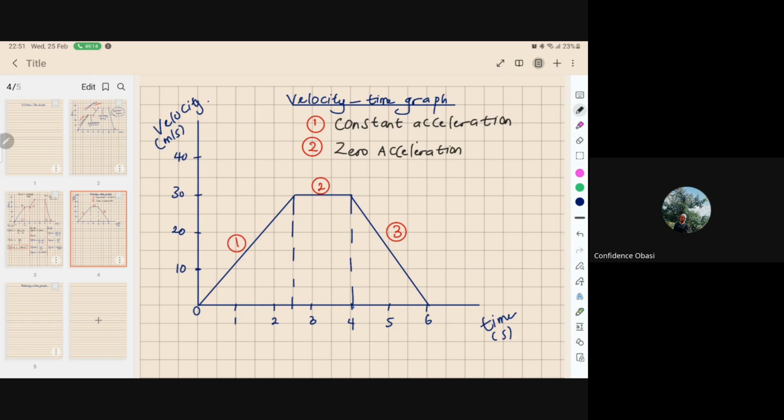And for zero acceleration, do you know what it means? If you have zero acceleration, it simply means that you have constant velocity at that point.